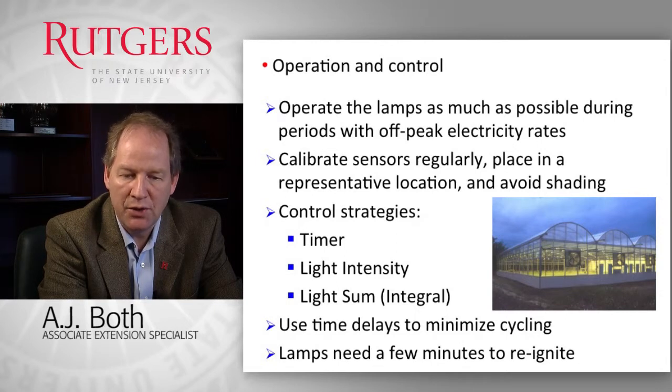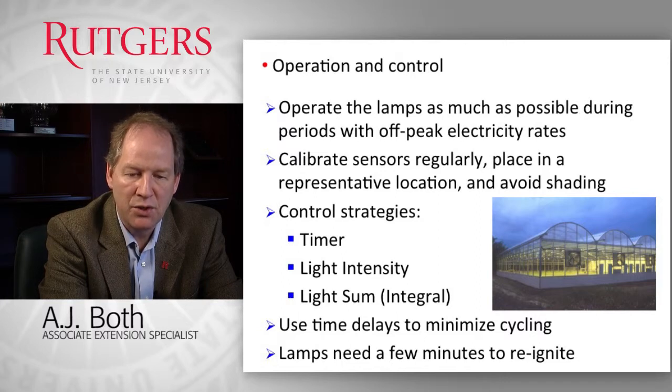We can turn the lights on and off based on the operation of a timer. We can also turn the lights on and off based on the light intensity. We can record the light intensity, and as soon as it hits a certain lower threshold, we turn the lights on, and as soon as it passes a certain upper threshold, we turn the lights off.